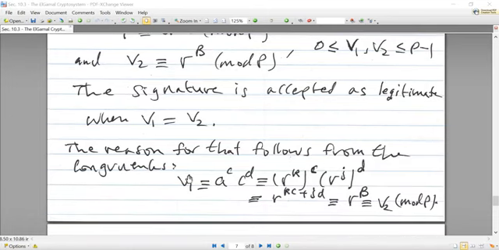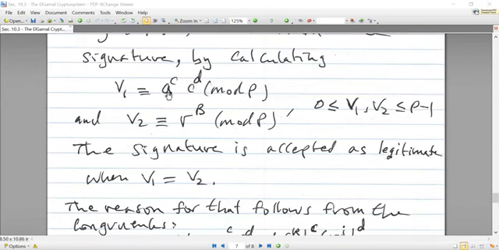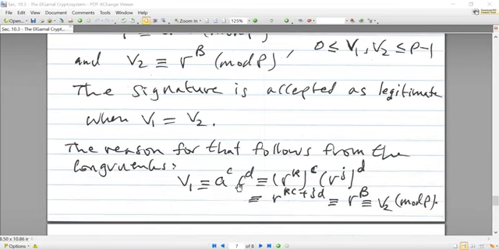The reasoning for this follows from these calculations. Now, remember that V1 is A to the C times C to the D mod P. If I replace A by what it is equal to, and then again replace the C by what it is equal to, then collecting similar terms and adding the exponents, we come up with KC plus JD, and this is equal to B. But R to the B is equal to V2, so we have V1 equal to V2.